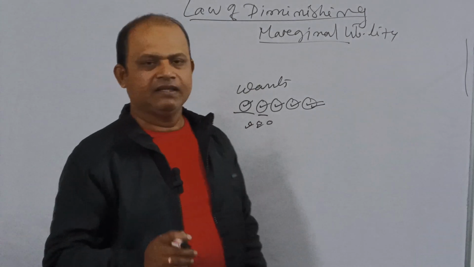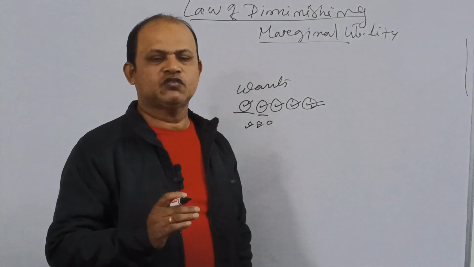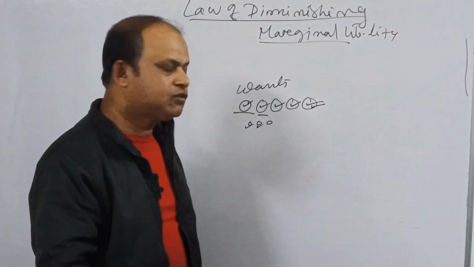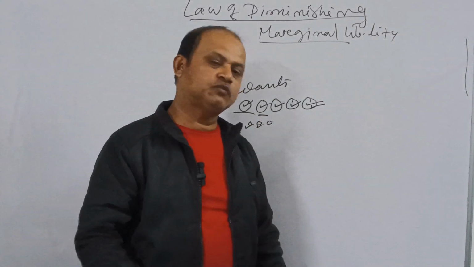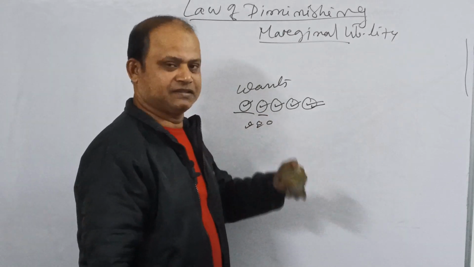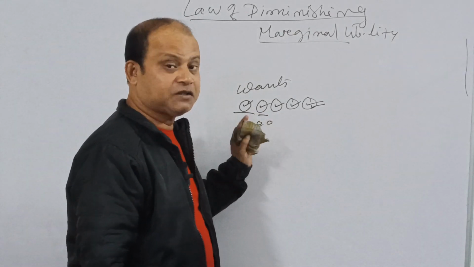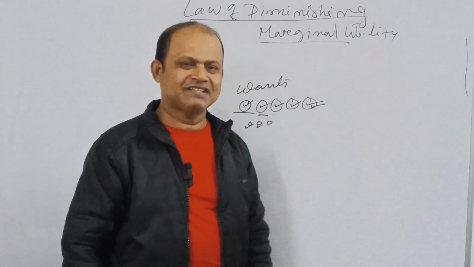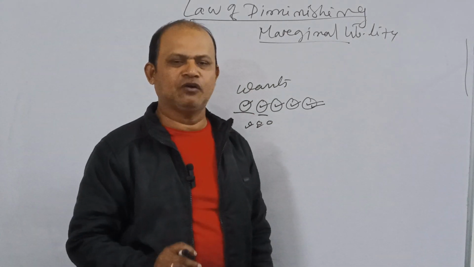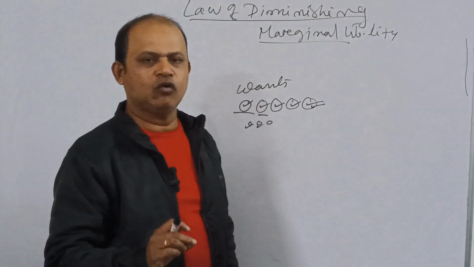Third one is that here the utility is measured in monetary terms and in numerical terms. That is why the price of all the sweets must be the same. If the second one is cheaper than the first one, then the second one will give you the same satisfaction. That is why the marginal utility of money must also be constant.